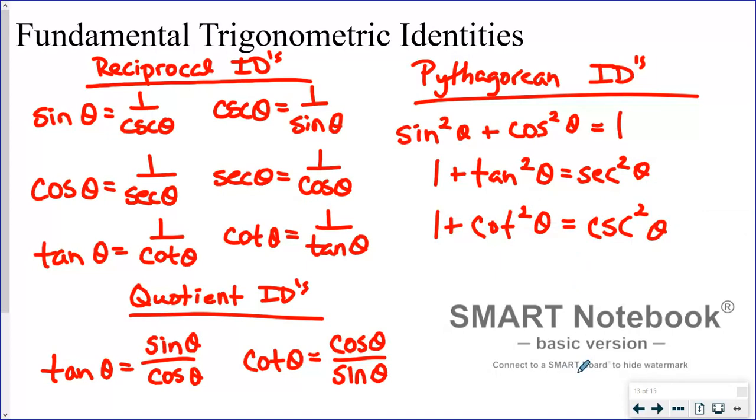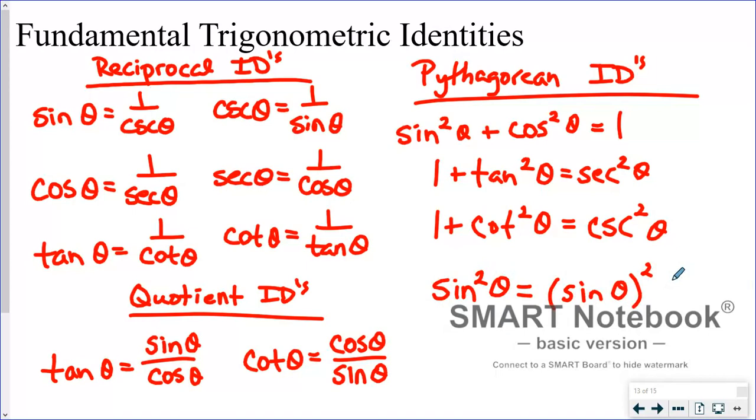All right, so these are the most commonly used identities. That's why they're called the fundamental identities. We'll learn more in future units, but these ones will be used very frequently throughout all of our trig units. Now it is important to note that sine squared theta, or any trig function squared, really means sine of theta all squared.